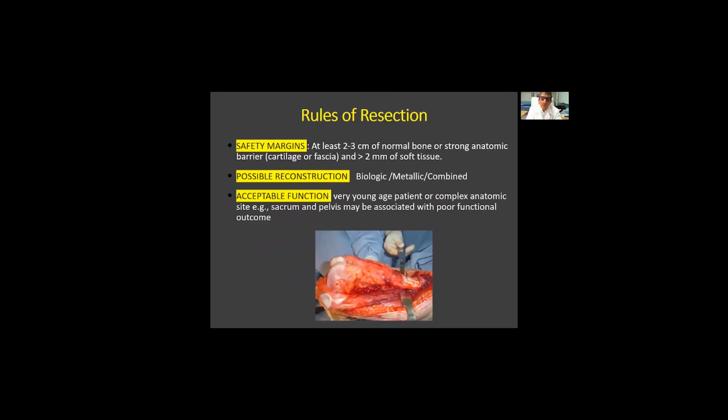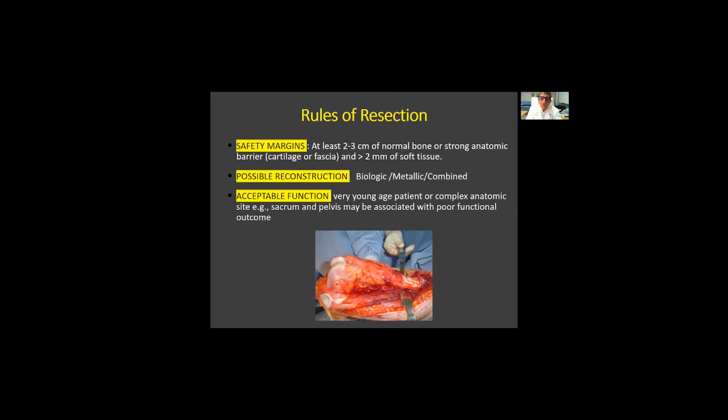What are the rules of resection? As Ainy stated, bony margins, we should have at least 2 to 3 centimeters of normal bone margins, and at least 2 millimeters of a cuff of normal soft tissue surrounding the tumor, or a strong anatomic barrier like the fascia or cartilage.